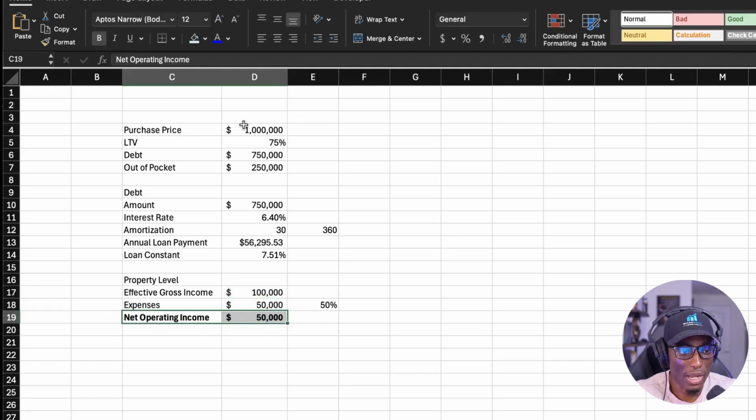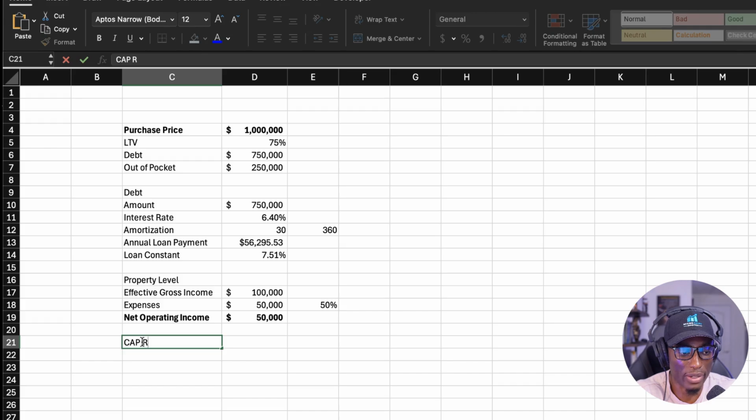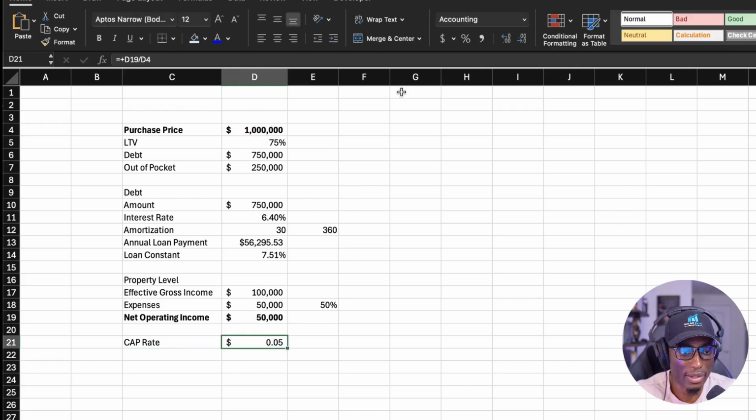That's NOI. We have our purchase price and we have our net operating income, so we can calculate what that property cap rate is. Your cap rate is just the net operating income divided by the purchase price, or the value of that property. This is in percent. The cap rate based on that purchase price and the net operating income is 5%. What this is telling us is that if we paid all cash for this property and our cash flow was $50,000, our return on our investment would be 5%.